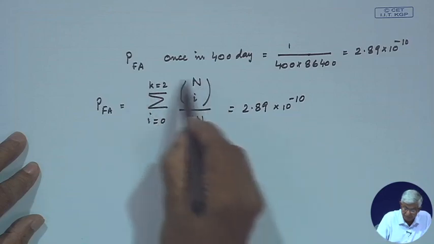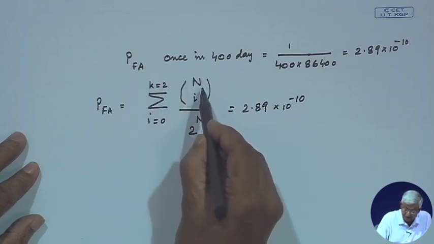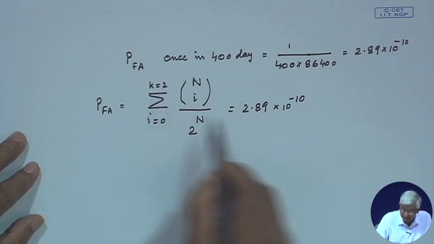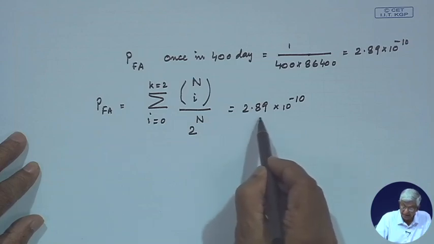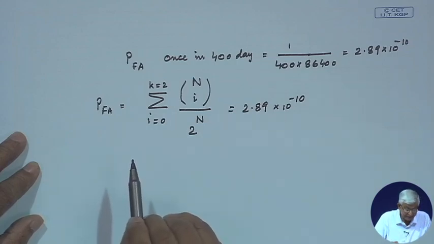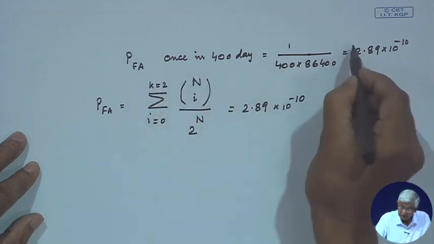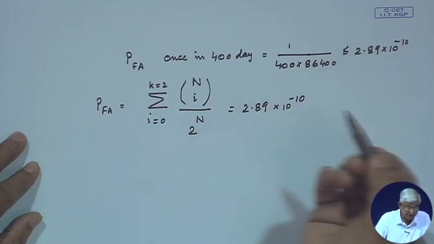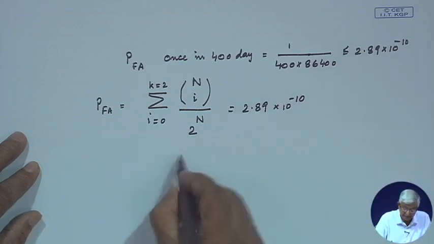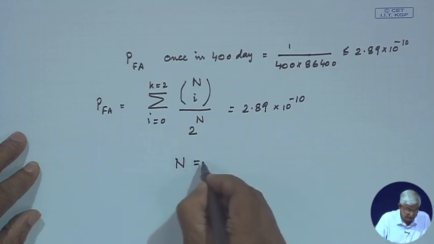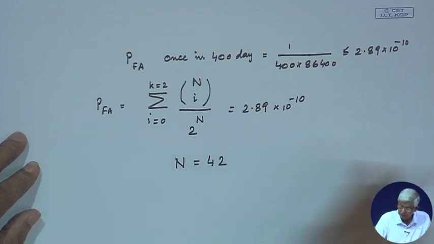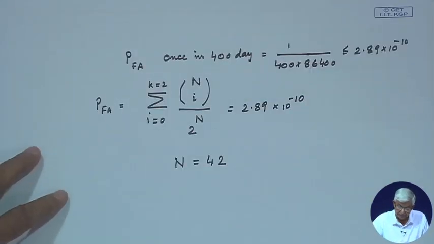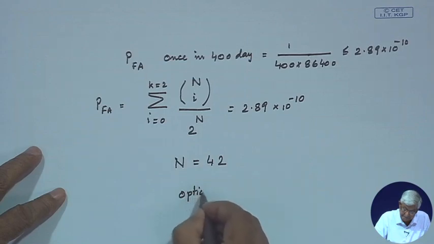So, from this if you go on iterating, you can find which value in this combination of sums will generate 2.89 into 10 to the power minus 10 or lower than that. So, the PFA should be equal to or lower than that. Lower than that is obviously acceptable. Then you find by iteration n equal to 42, and option B is n equal to 42. So, it is option B.